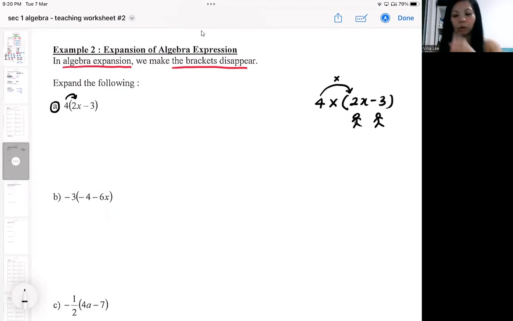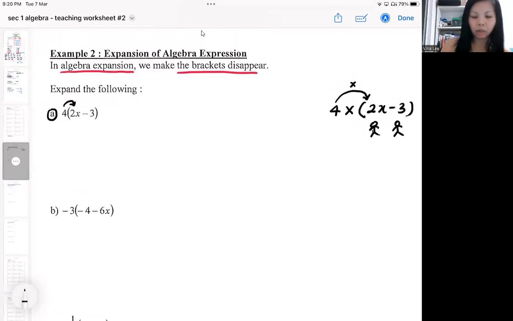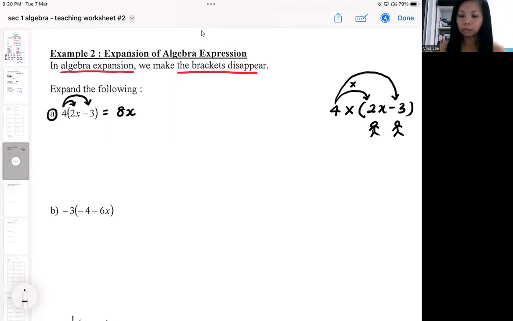So we distribute the food. Food is like the number 4. So I distribute the food to 2x. That means it's 4 times 2x, which is 8x. Then I distribute 4 to minus 3, so I multiply 4 times minus 3, and I will get minus 12. When I've distributed the food, that means there's no more bracket. So that is the answer. After the arrows, after the multiplication, after the expansion, you shouldn't have any more bracket. So you think about distributing the food.